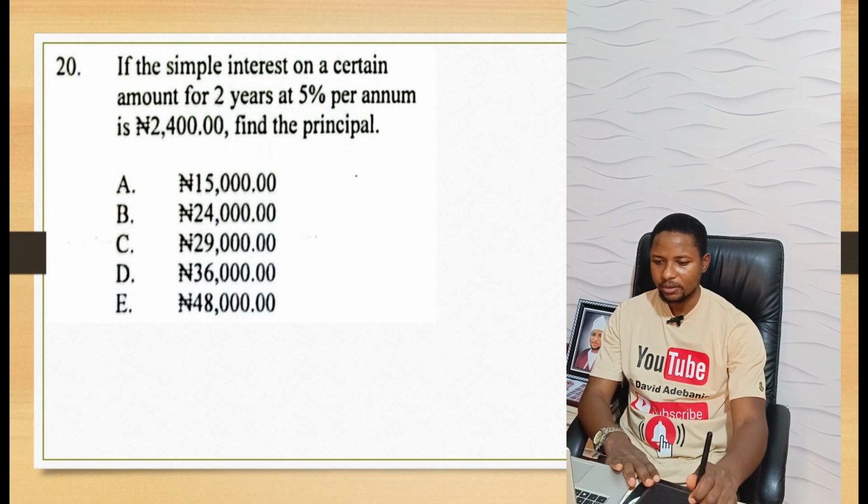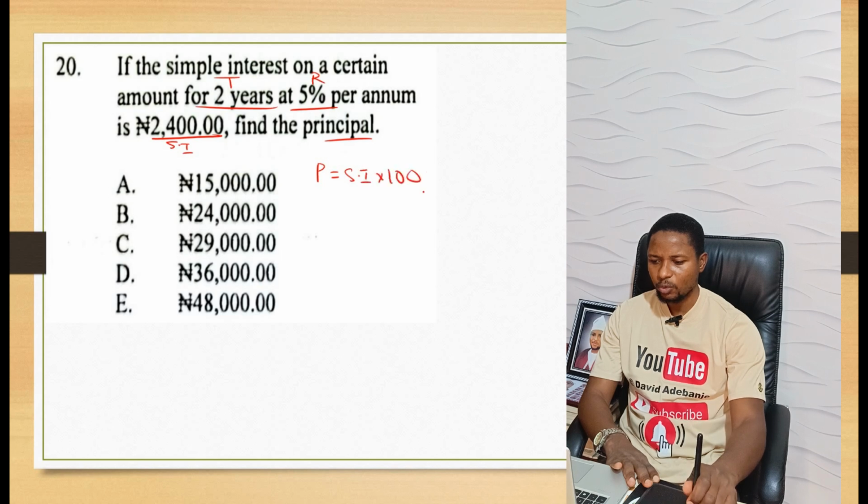Moving on to numeral 20. If the simple interest on a certain amount for 2 years, so we have our time, 2 years, at 5%, that's the rate. The annum is this, so this is the simple interest. So the question is find the principal. So the formula for principal is simple interest times 100 over rate times time.